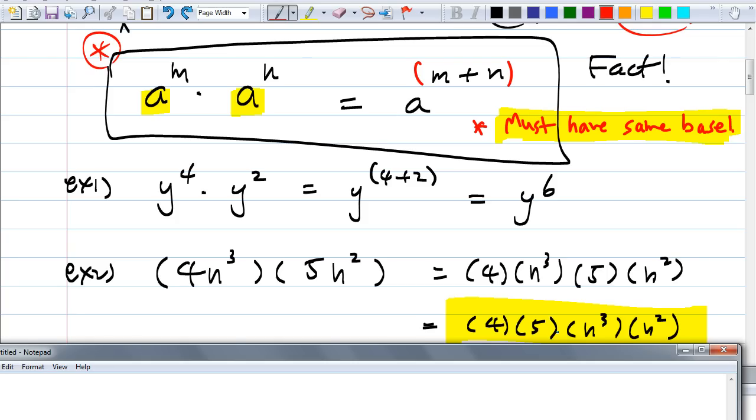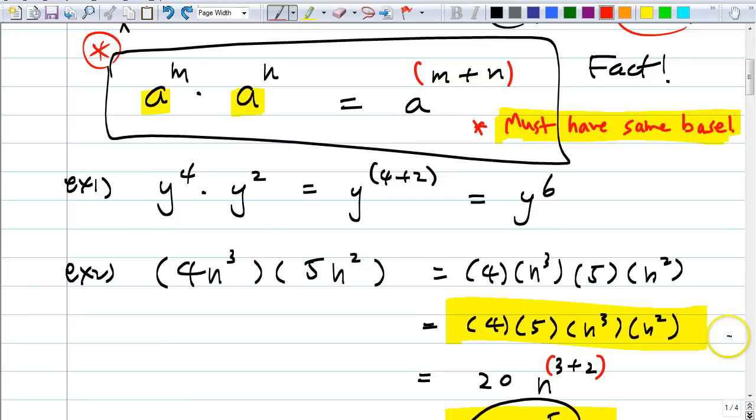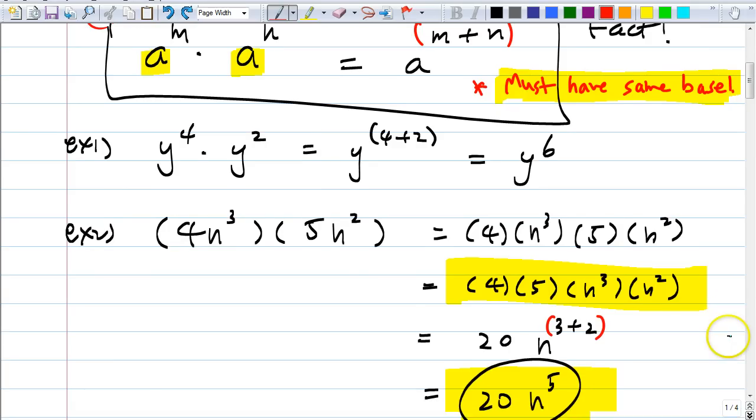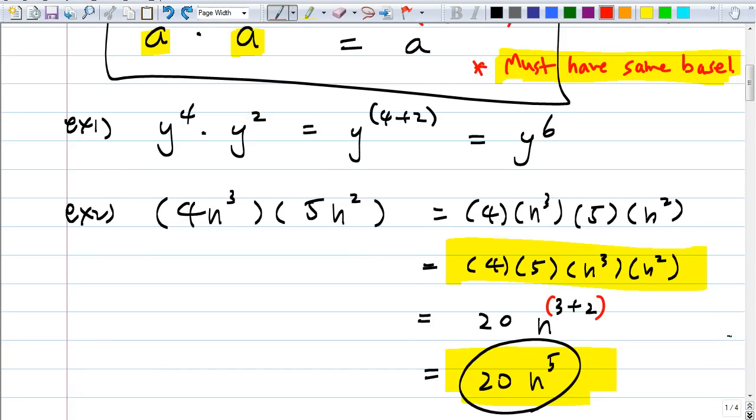Lindsay, what'd you get? I got 20 n to the fifth. Did you show this work where you add the exponents like this? Okay. How many people got 20 n to the fifth? Raise your hand. Is this pretty straightforward? Okay, so when you're multiplying all these monomials together, you could just gather all the numbers and gather all the variables together and then get the answer this way.